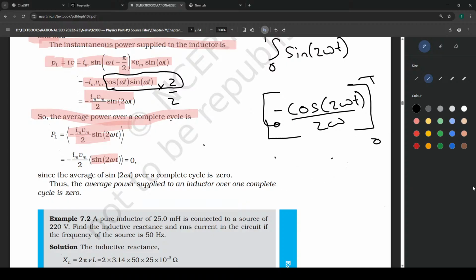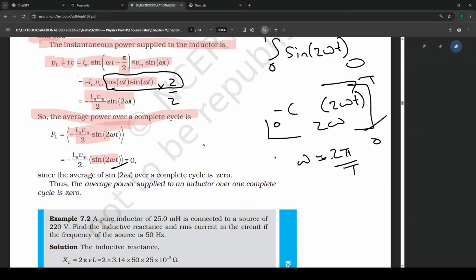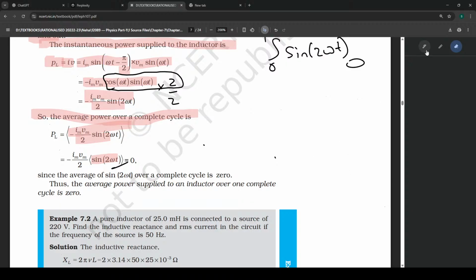So let's just say, after taking values and substituting omega, which equals 2 pi by T, we will get the whole thing equal to 0. Because of that, this will become 0, and we get that the power dissipated in an inductive circuit is 0. Since the average of sine 2 omega t over a complete cycle is 0, the average power supplied to an inductor for one complete cycle is 0.